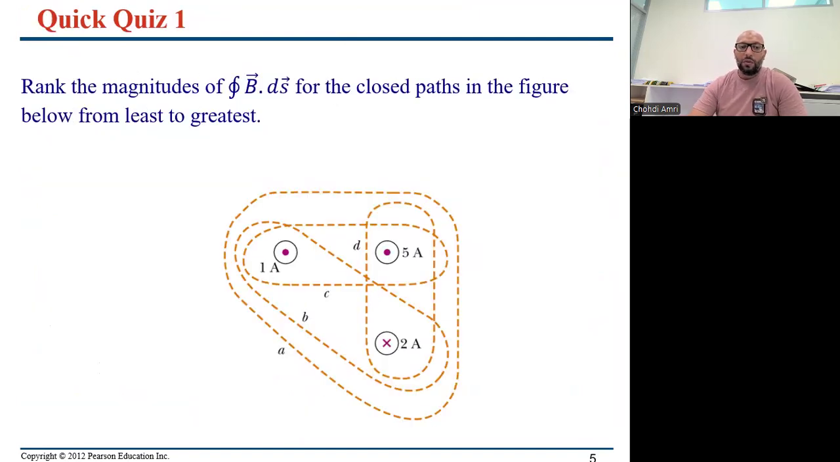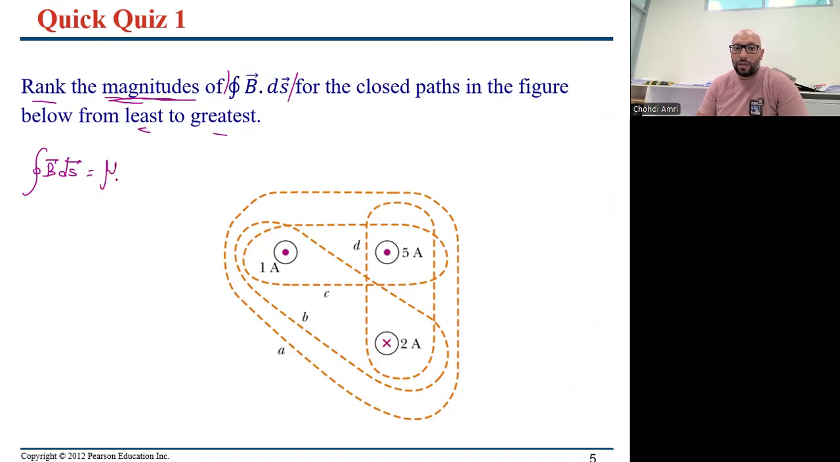But before moving to the applications of the magnetic field, let's discuss these two quick quizzes. Quiz number 1: rank the magnitude of B·ds for the closed paths in the figure below from the least to the greatest. If he said rank, that means we have to calculate for all the paths. But here we have to take care about the magnitude. He's asking about the magnitude, or the absolute value, of B·ds. What will be the magnitude of B·ds?